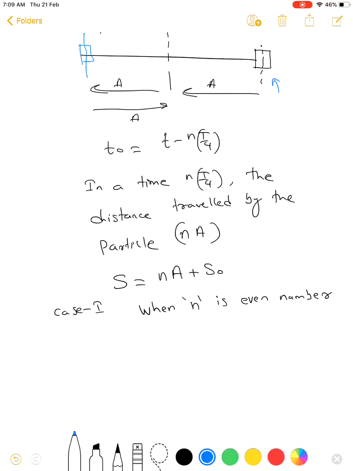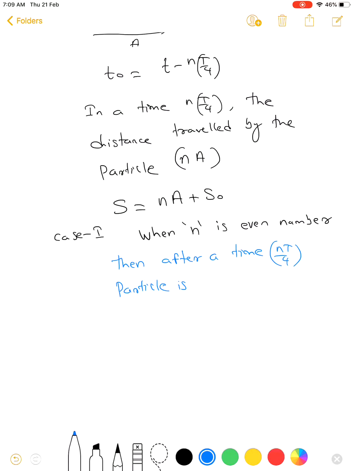So if n is an even number, then after a time nT/4, the particle is again at its extreme position, at any of its extreme positions.